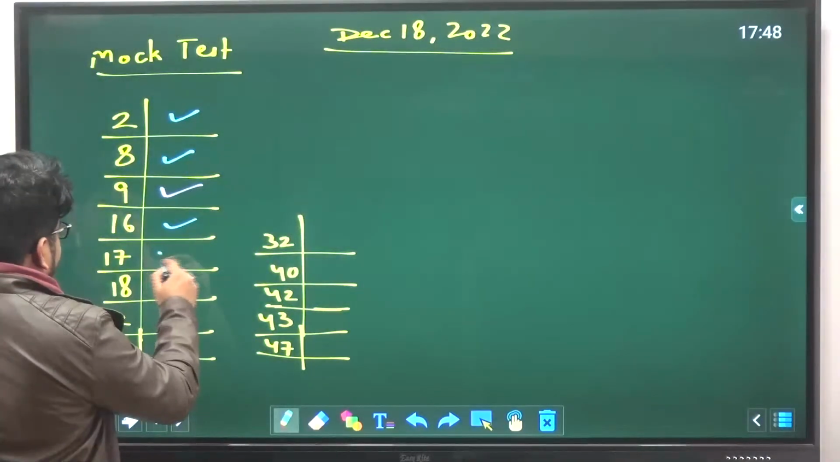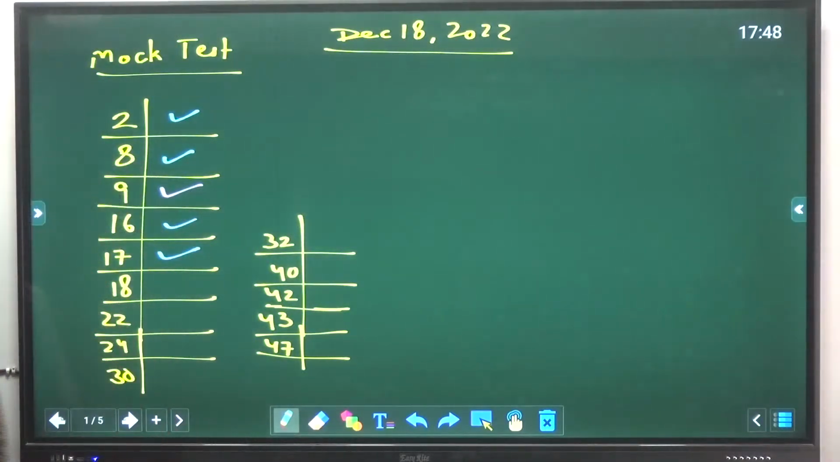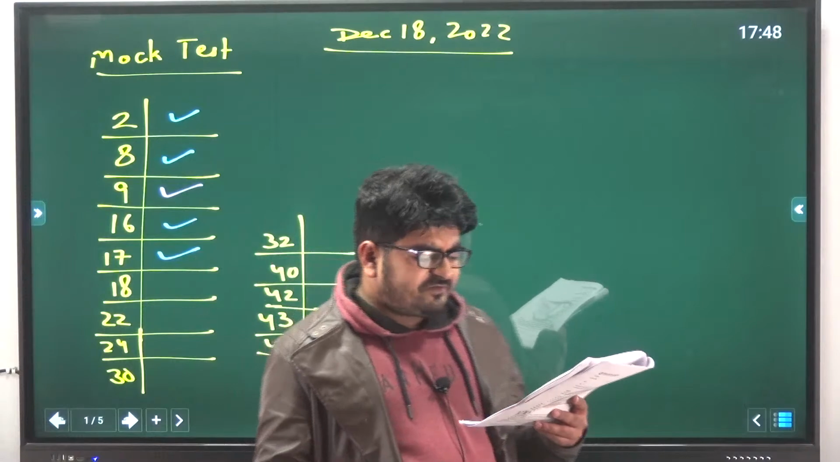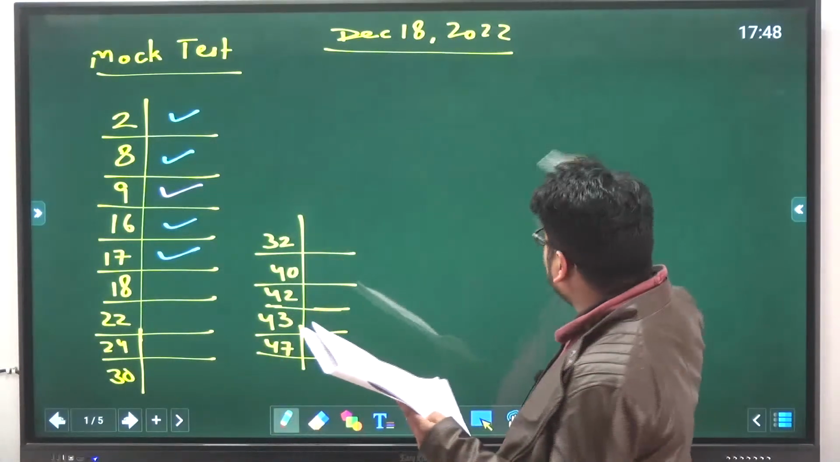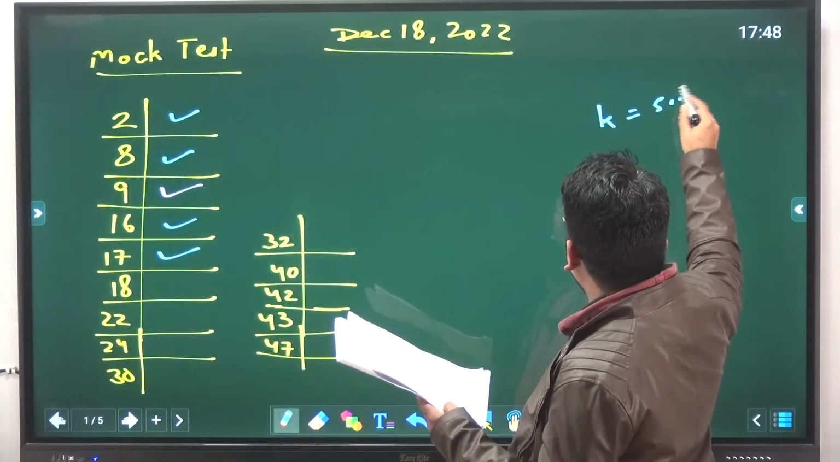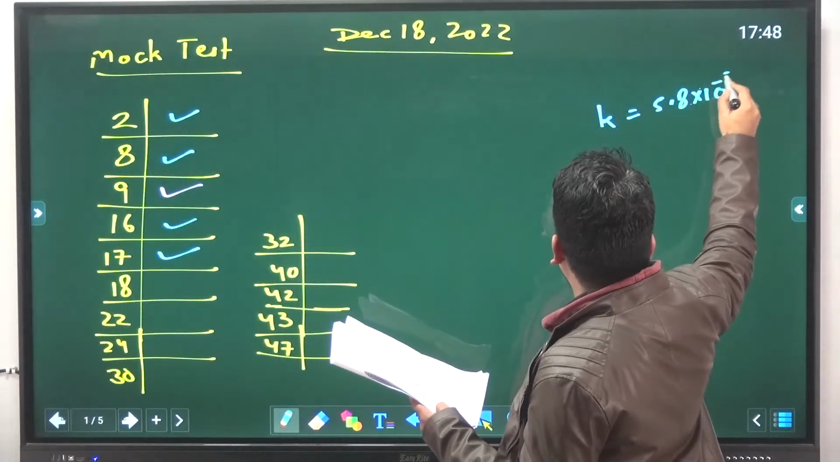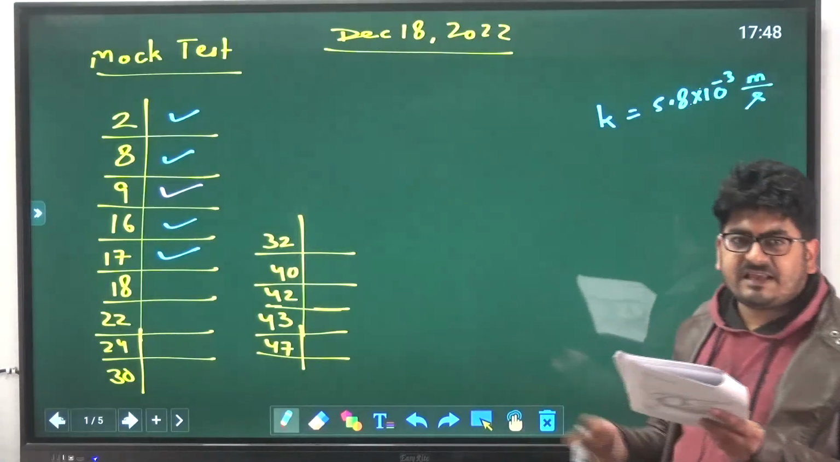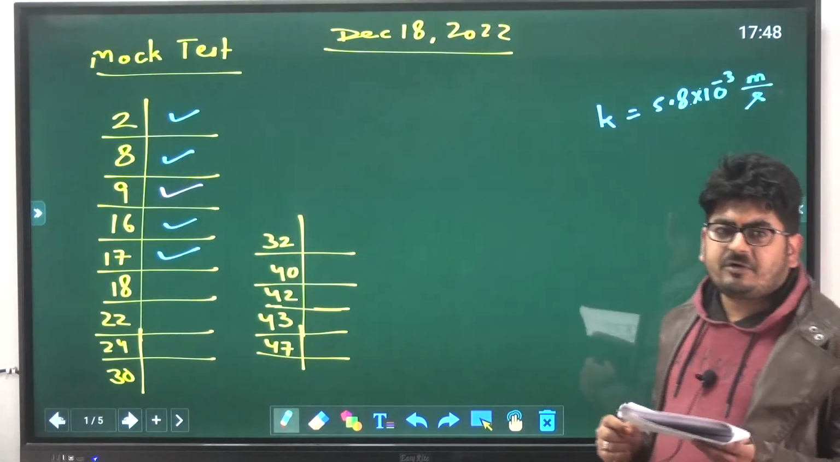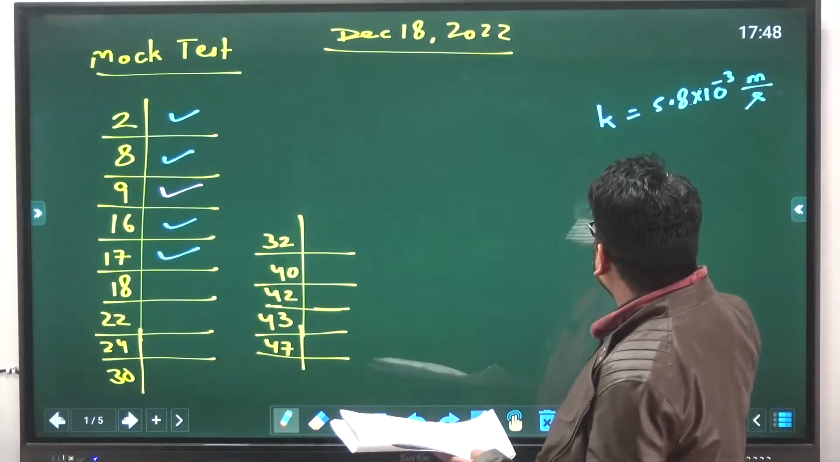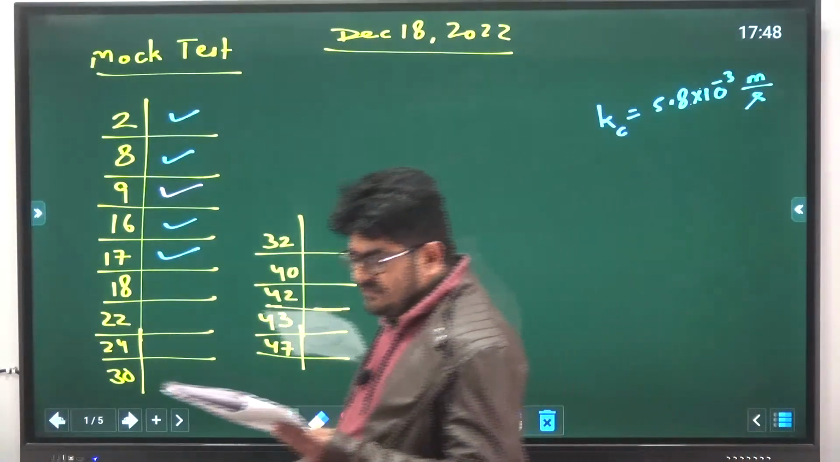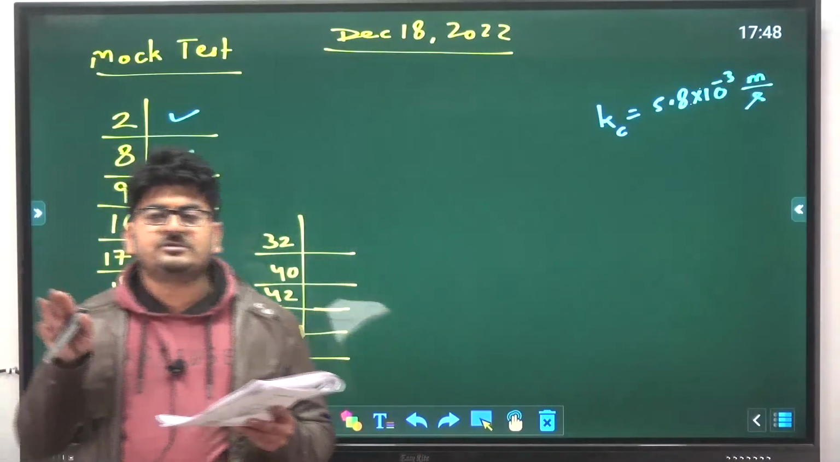So 16 done, 17 done. Now question number 18. I hope you can do it as well. Question number 18 is from mass transfer. Mass transfer coefficient of naphthalene in air is given as 5.8 into 10 to the power minus 3 meter per second. So you can see this is the gas mixture. Air means gas mixture, and the unit of mass transfer coefficient is meter per second. So obviously this is Kc, which is given, meaning mass transfer coefficient in terms of concentration.